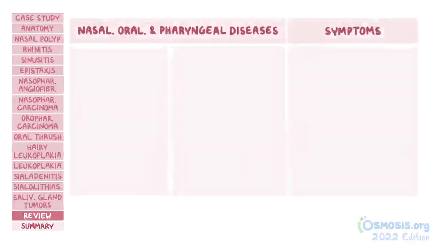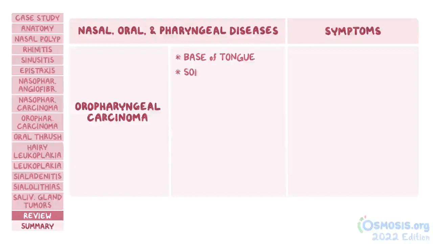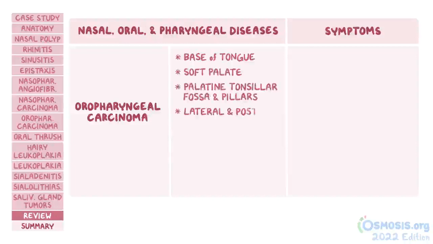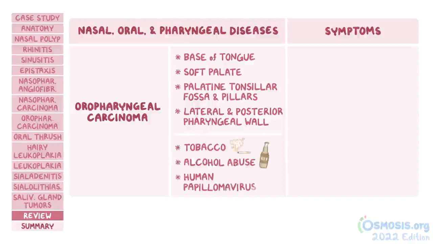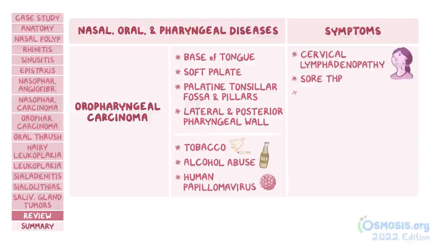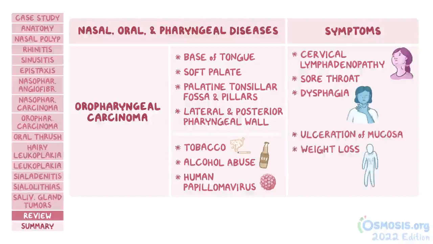On the other hand, oropharyngeal carcinoma is located either at the base of the tongue, soft palate, palatine tonsillar fossa and pillars, or lateral and posterior pharyngeal wall. It is mainly caused by tobacco, alcohol abuse, and human papillomavirus infection, and it leads to symptoms like cervical lymphadenopathy, sore throat, dysphagia, ulceration of the mucosa, and weight loss.